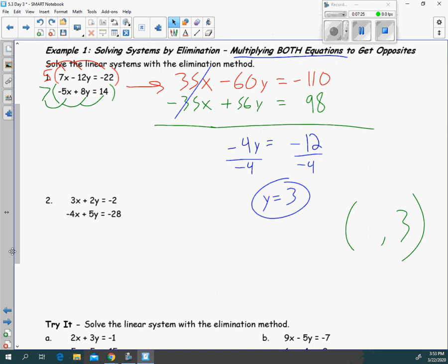So if I take this and plug it in, there's not an easy way to plug this in, but I'm going to plug it in either there or there, right? And you just get a choice. I'm going to pick the bottom one, that 5x 8y one, just because the numbers are a little bit smaller, and so that makes it a little bit easy. Okay?